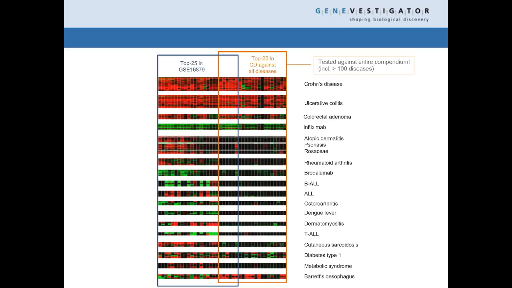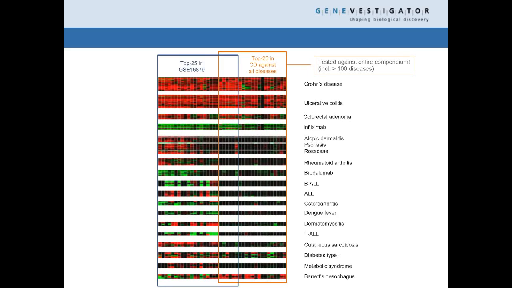We see that they are also strongly upregulated in ulcerative colitis, which is a related disease, so it's not really surprising. They are also, to a certain extent, regulated in colorectal adenomas. And all of them are very strongly downregulated in response to infliximab, which is one of the frequent drugs used to treat Crohn's disease. So there is a clear interaction between the expression in response to the drug and expression in the disease itself. So this is a very nice result that we can see here.